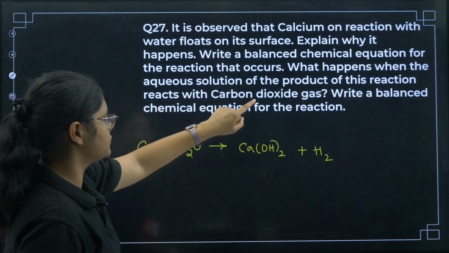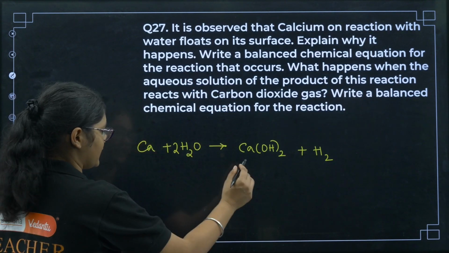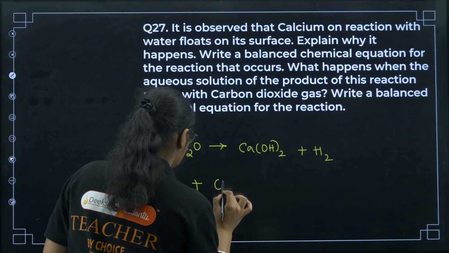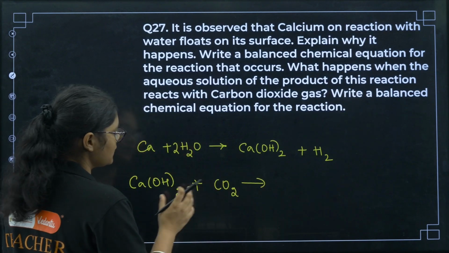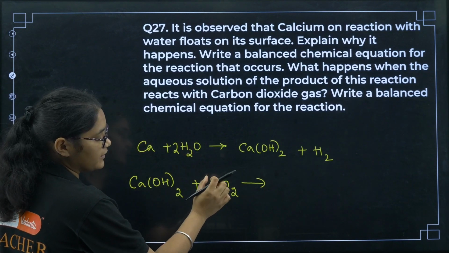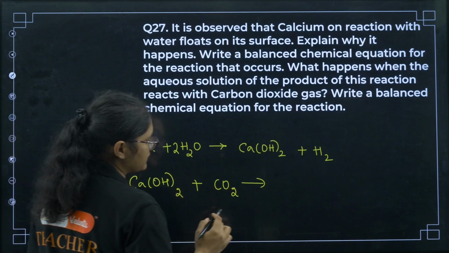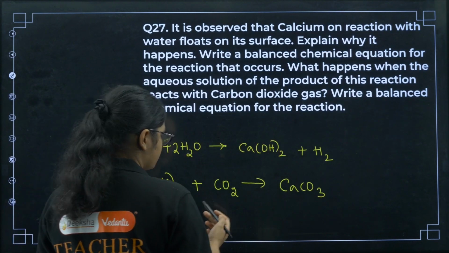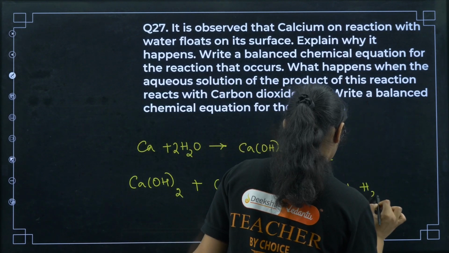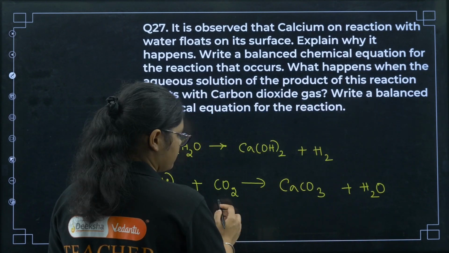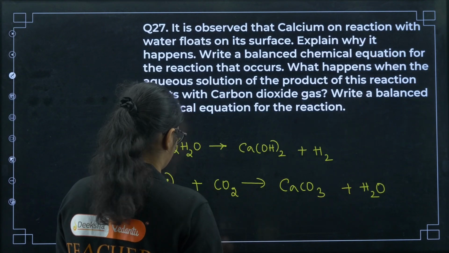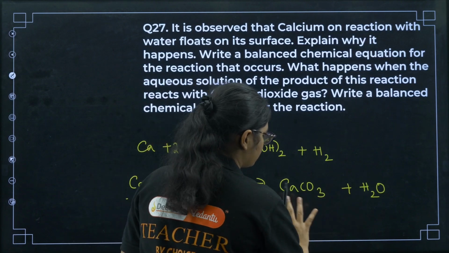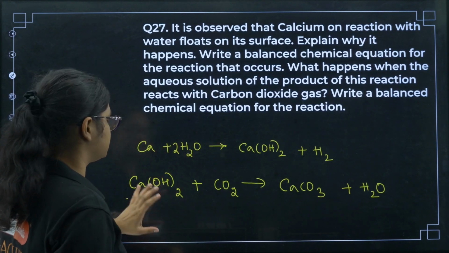What happens when the aqueous solution of this reacts with carbon dioxide gas? That is your slaked lime, right? Calcium hydroxide, if it reacts with carbon dioxide gas, we get calcium carbonate plus water. If I balance this one, here I have one calcium, one carbon, and oxygen I have 4, here also I have 4 oxygen, and it is already balanced. These are the 2 reactions.